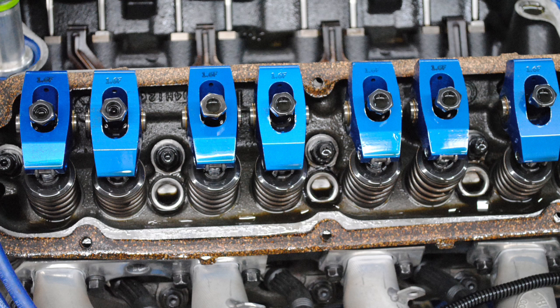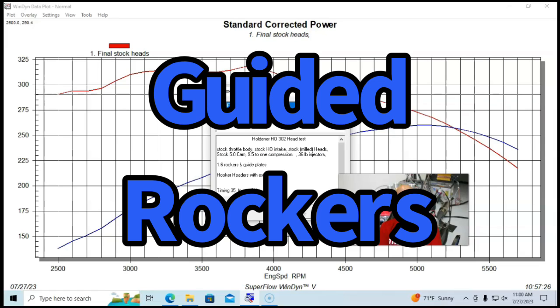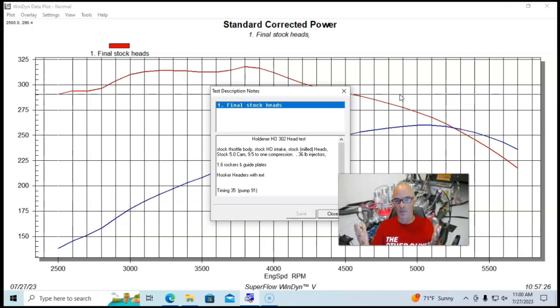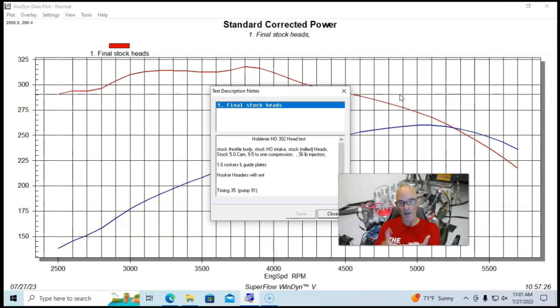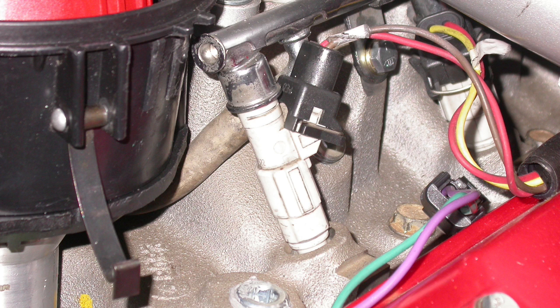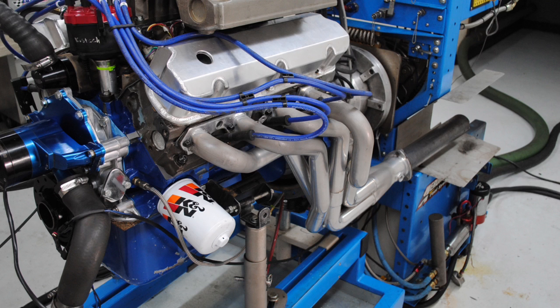We didn't run the stock stamped steel bolt down rockers. We actually ran roller rockers with guide plates. So the roller rockers obviously would help power a little bit, but we didn't change the ratio. We still had the stock 1.6 ratio on these. We also ran, like I said, the stock heads and the stock HO camshaft that came with it. We ran 36-pound injectors. We ran the stock HO upper and lower intake manifold and stock throttle body on this thing. We did run Hooker 1 5/8 long tube headers with collector extensions on them.